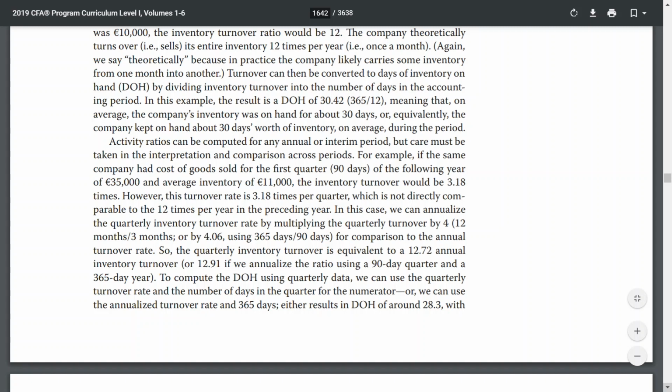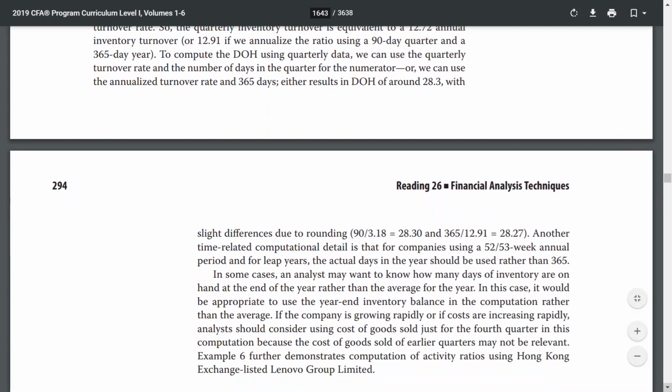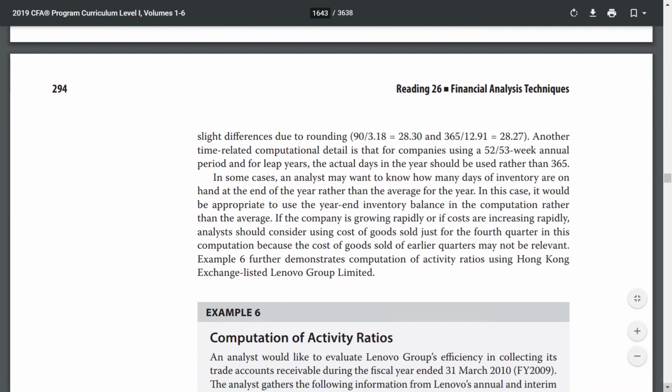In this case, we can annualize the quarterly inventory turnover rate by multiplying the quarterly turnover by 4, for comparison to the annual turnover rate. So the quarterly inventory turnover is equivalent to 12.72 annual inventory turnover. To compute the DOH using quarterly data, we can use the quarterly turnover rate and the number of days in the quarter for the numerator, or we can use the annualized turnover rate with 365 days. Either results in a DOH of around 28.3, with slight differences due to rounding.